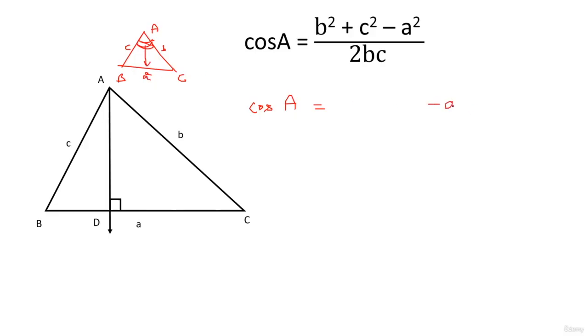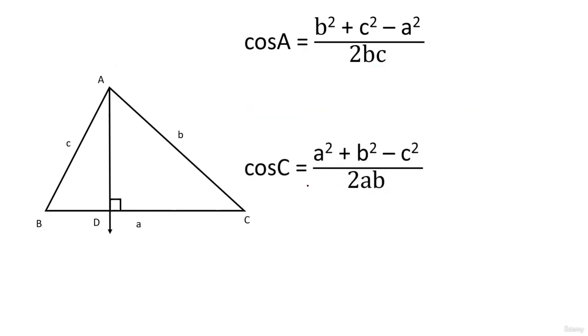So write this is minus a square. The remaining sides are B and C. So you will have B square plus C square upon the remaining sides were B and C, right? So 2 into B into C. Okay. Likewise, I wanted to write the equations for the cosine of B and cosine of C in the same fashion. Okay. And you can just check.